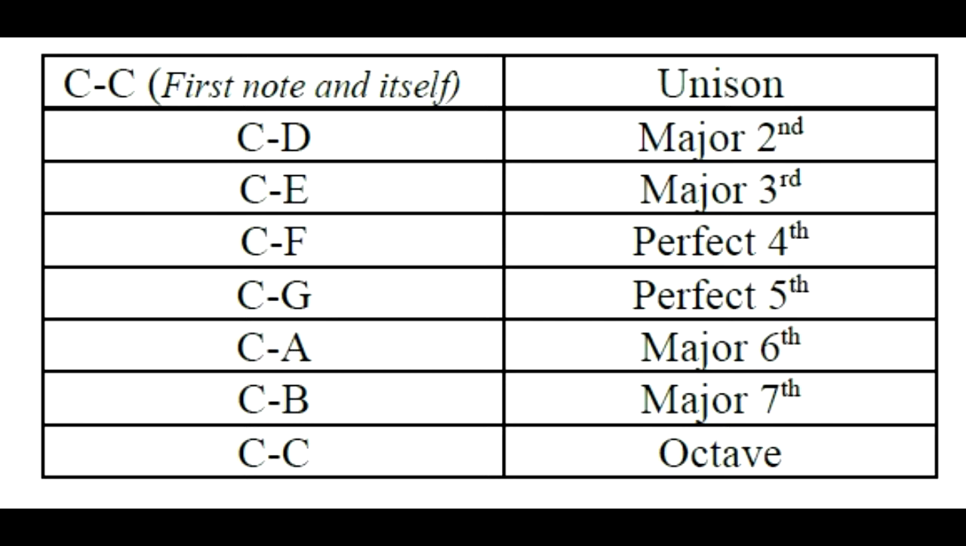C to itself, or the same note, is called a unison. C to D is called a major second. C to E is called a major third. C to F is called a perfect fourth. C to G a perfect fifth. C to A a major sixth. C to B a major seventh. And C to C an octave above is called an octave. So unison, major second, major third, perfect fourth, perfect fifth, major sixth, major seventh, and an octave.